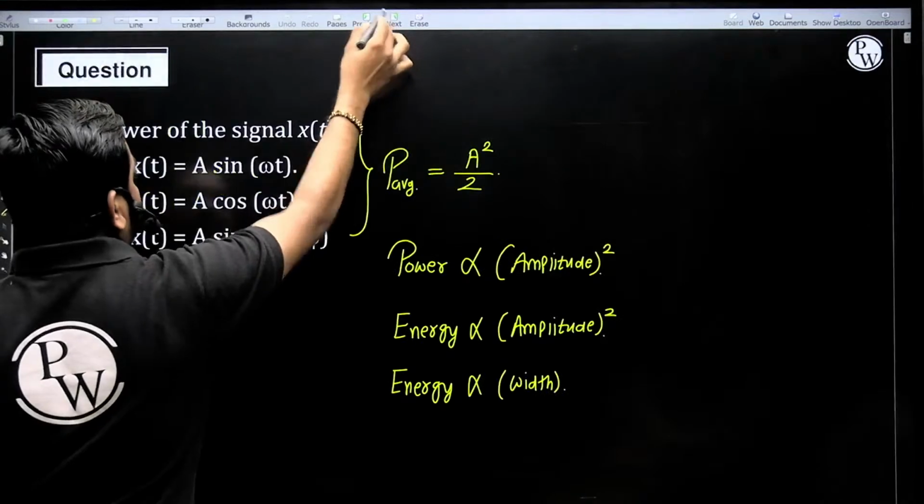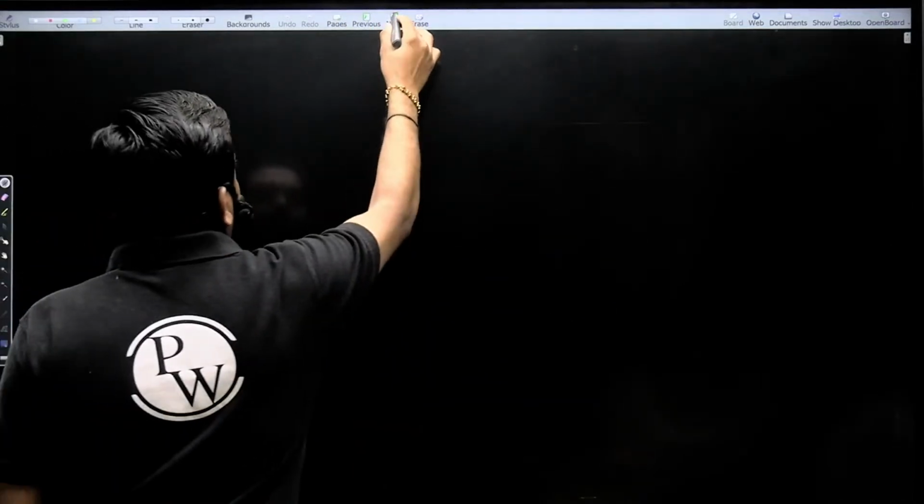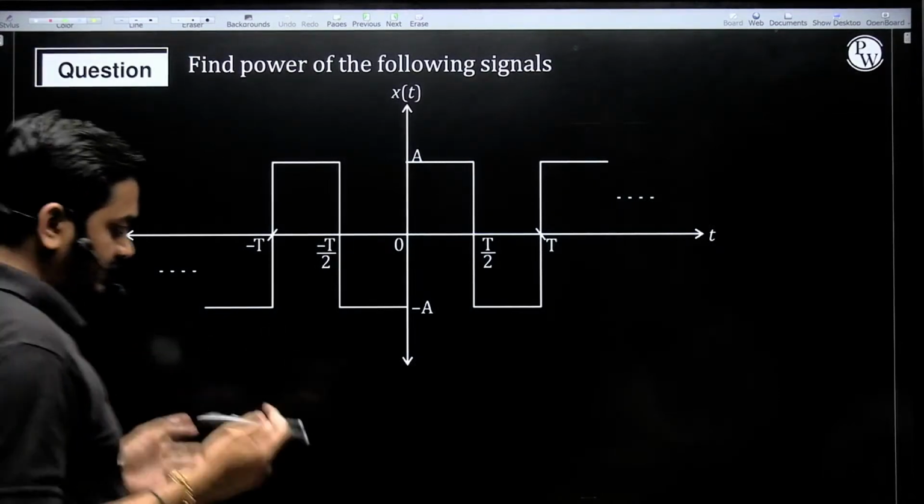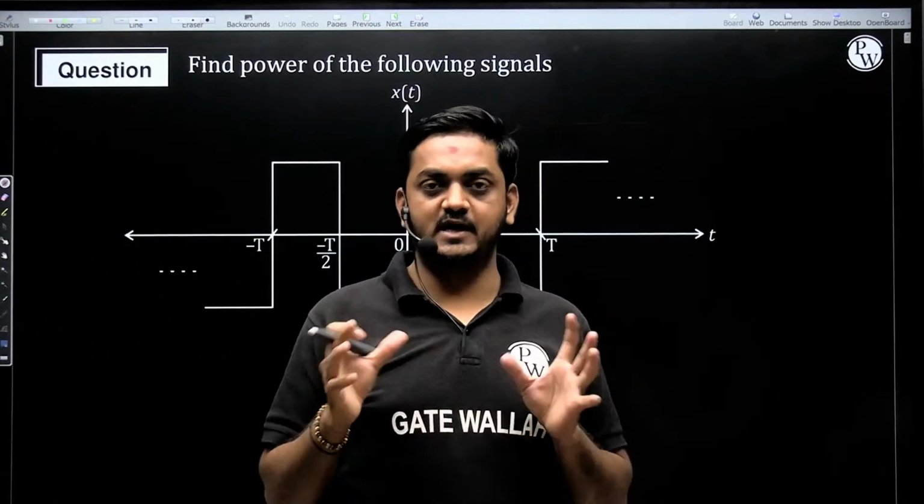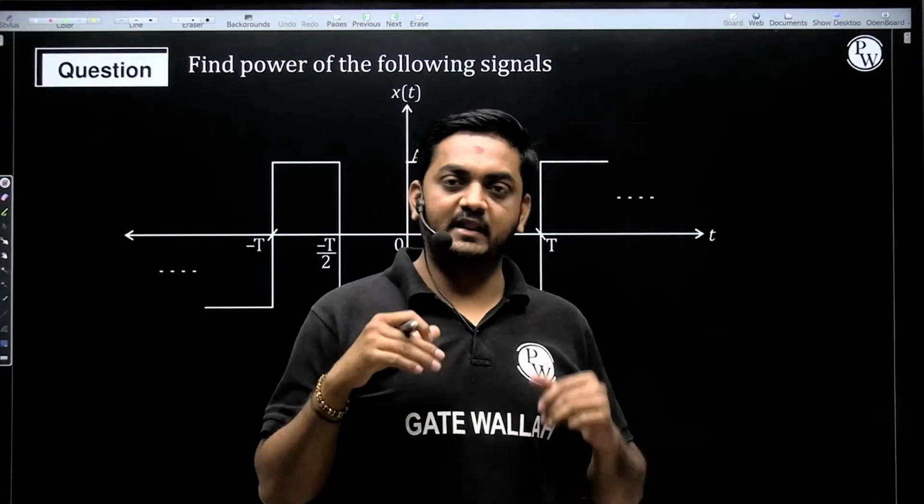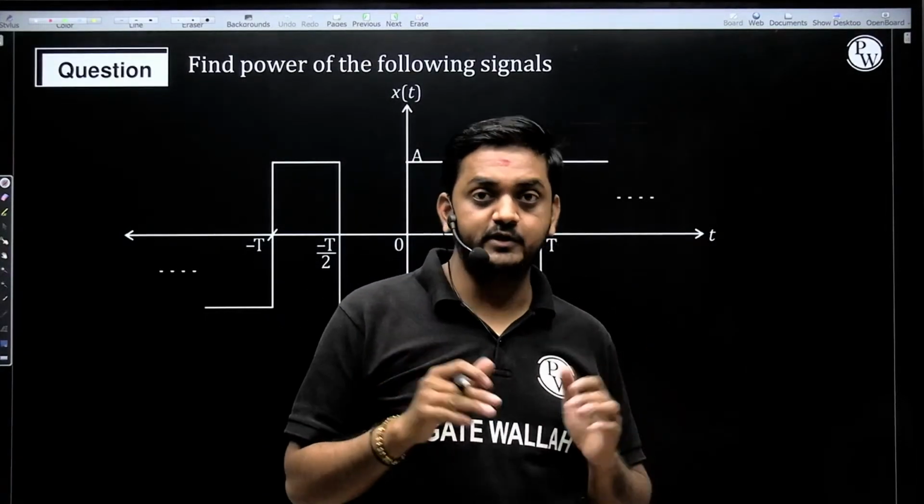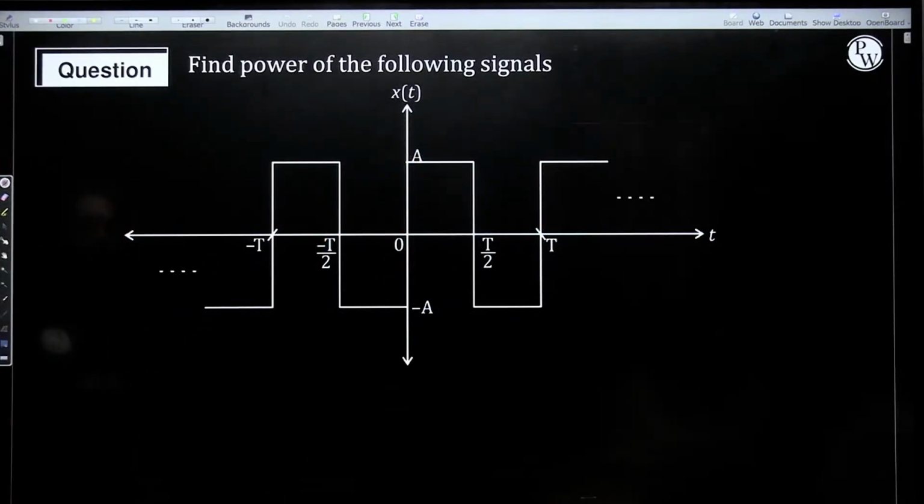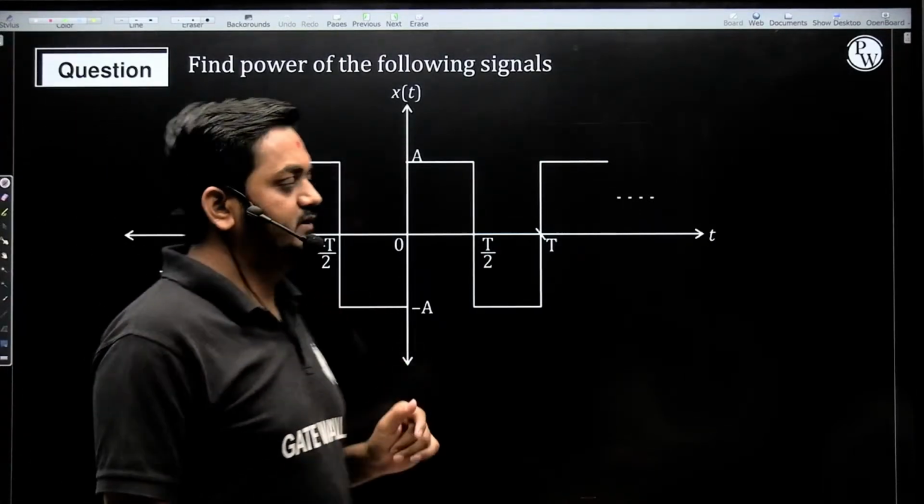Now, with the concept, first of all we will find the power of a periodic signal, whether it is sinusoidal or non-sinusoidal. First we will find the power of a periodic signal, and later we will find the power of an aperiodic signal also. So this is the simple periodic signal, a square wave, and we want to calculate the power of this. We need not use the formula. I already told you how to calculate the power of this signal.